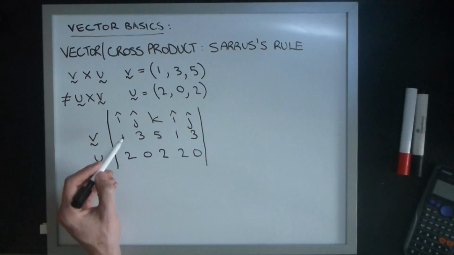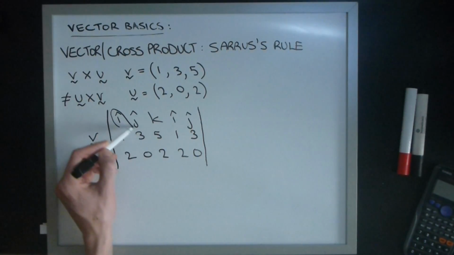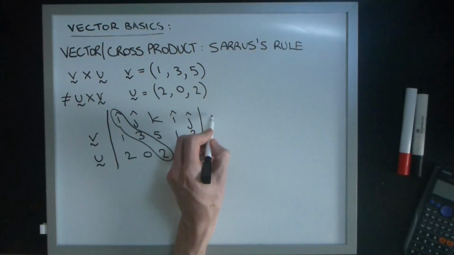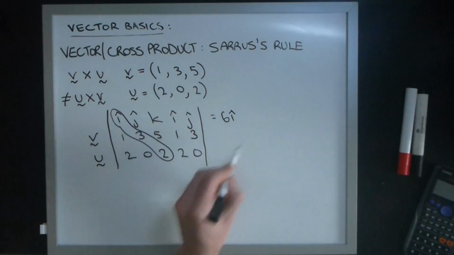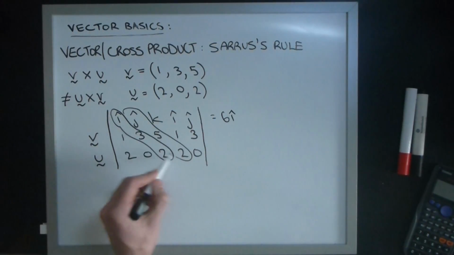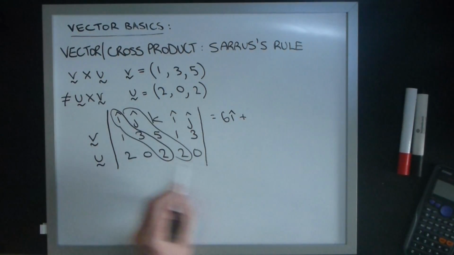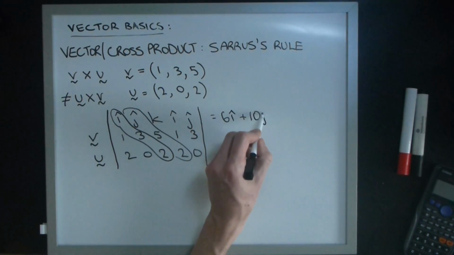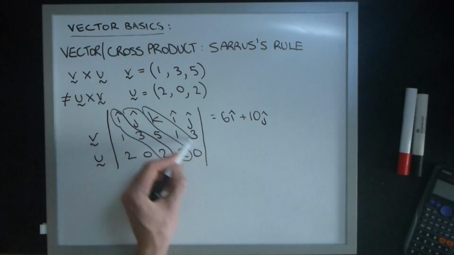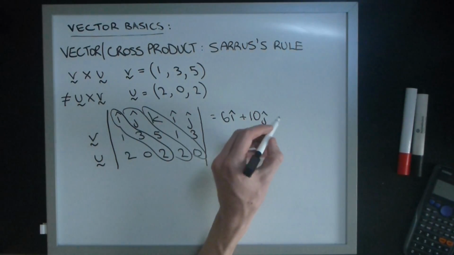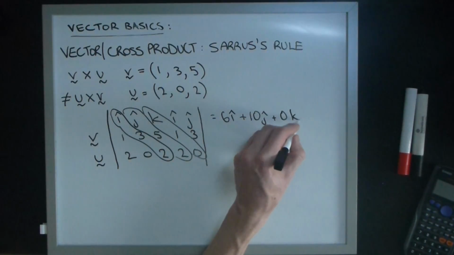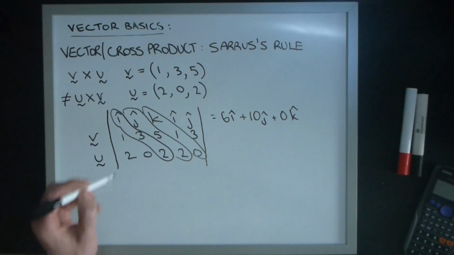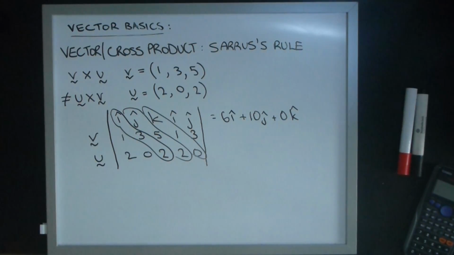So to go through this example, we have i times 3 times 2 gives us 6i, plus 5 times 2 is 10j, plus 1 times 0, which is 0. Okay, now you don't always have to write out zeros, but for tracking purposes it's probably good practice.